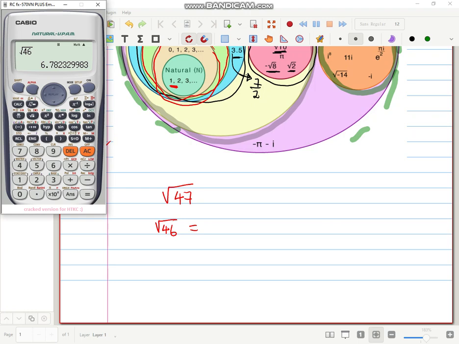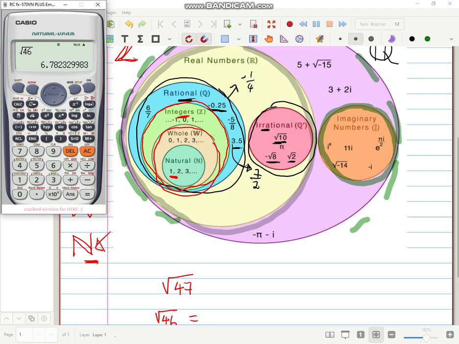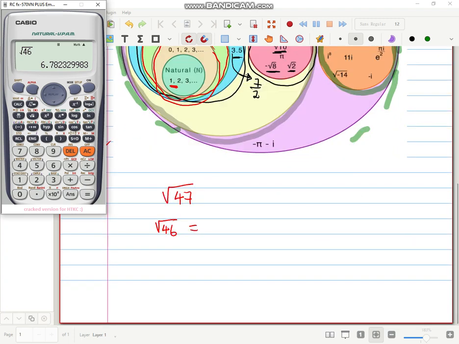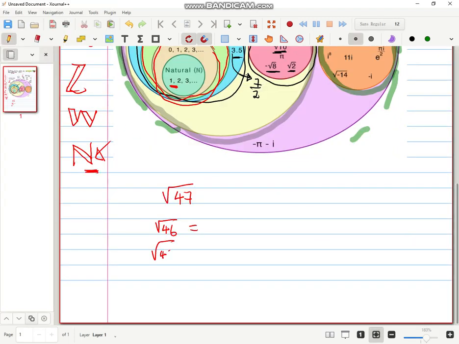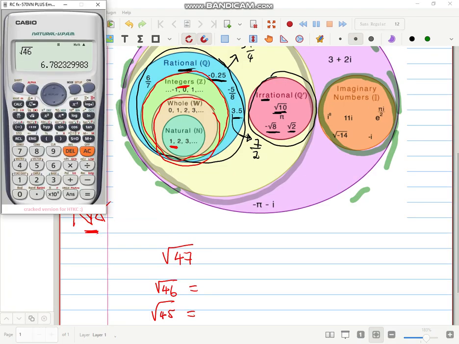As you can see, square root of 46 gives us 6.782 blah blah blah, right? This is not an integer. It's actually an irrational number. So let's try square root of 45. Still we get 6.7 blah blah blah. It's also irrational, it's not an integer, so we don't want it.